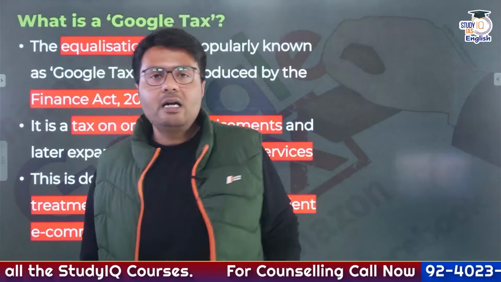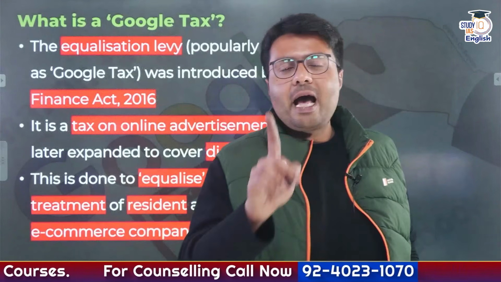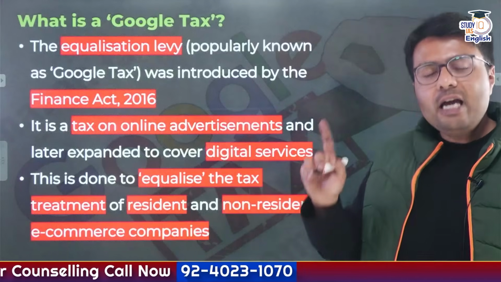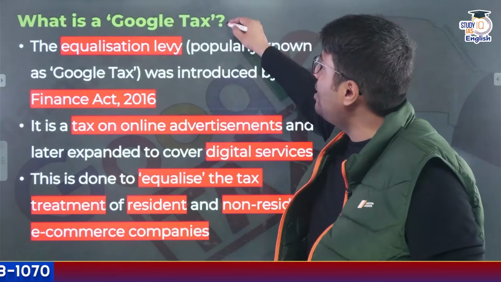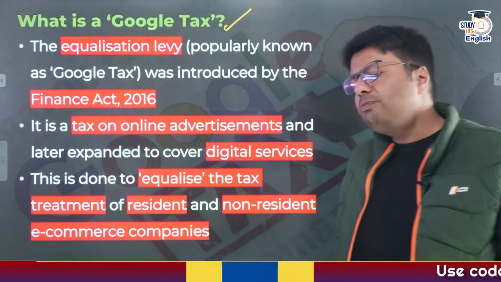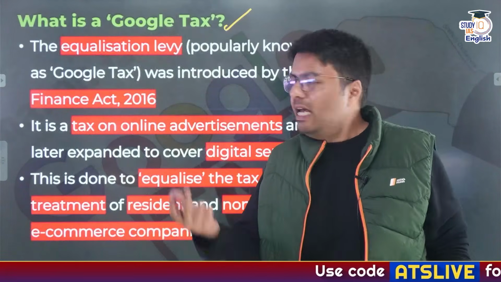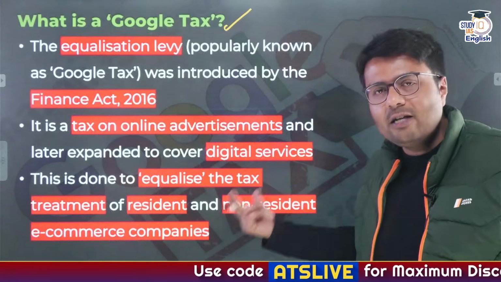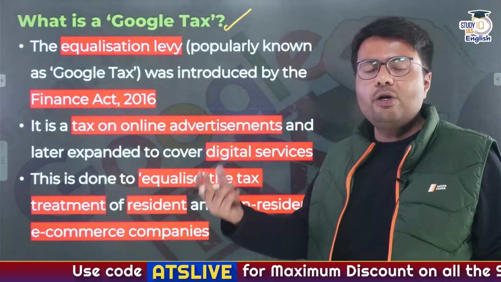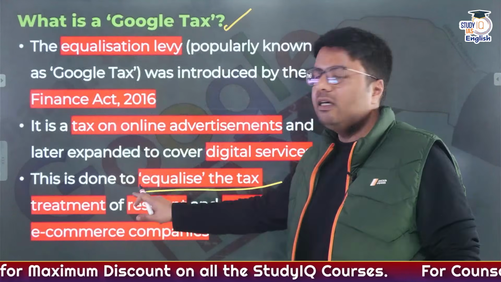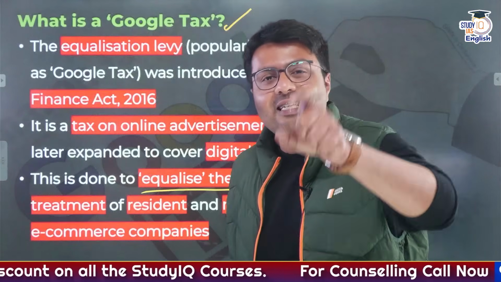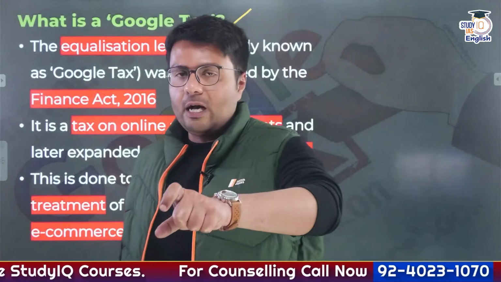Indian government started to impose what is called an equalization levy. Equalization levy, the formal name of the tax, is also informally called a Google tax. Now you must be thinking, what is an equalization levy? Equalization levy is a tax on digital services offered on advertisement and e-commerce services, so as to equalize the tax burden that is imposed on a resident company and a non-resident company.